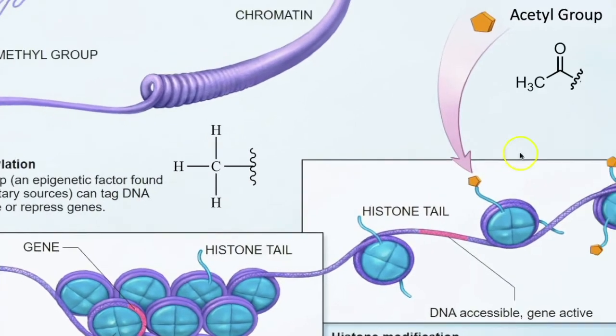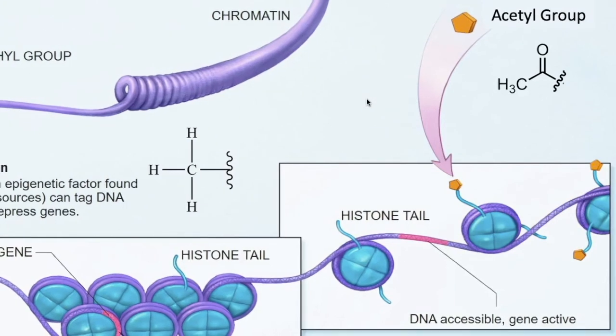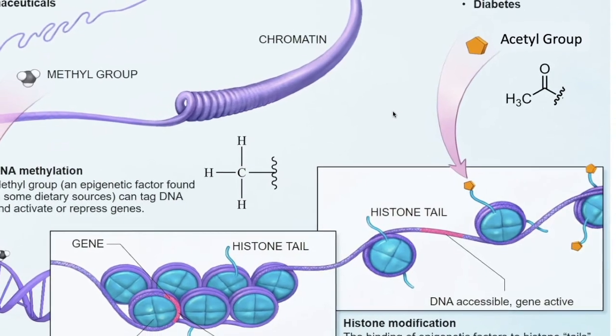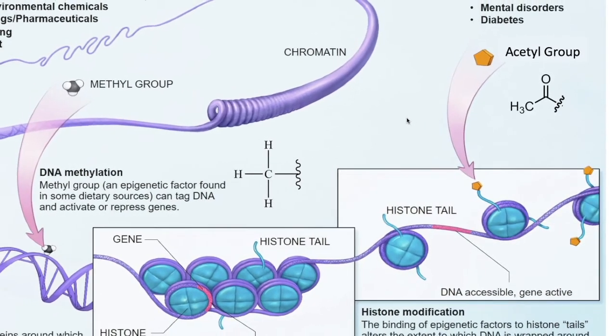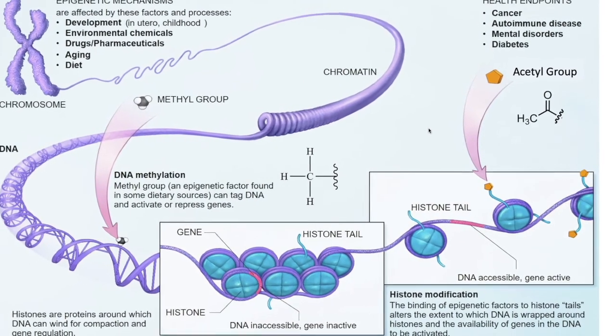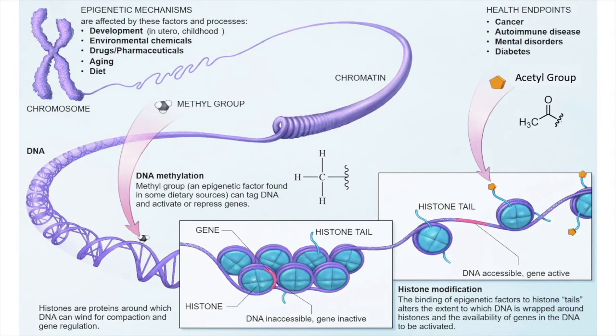If I add acetyl groups to my histones, they open up. So however much methylation or acetylation there is, I can control how tightly wound or loose my chromatin is. Those are called epigenetic controls, and that's one way that we can control how much of a specific protein actually gets made. The last thing I want to talk about is this concept called RNA interference.